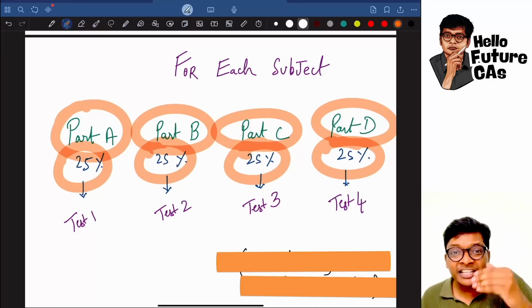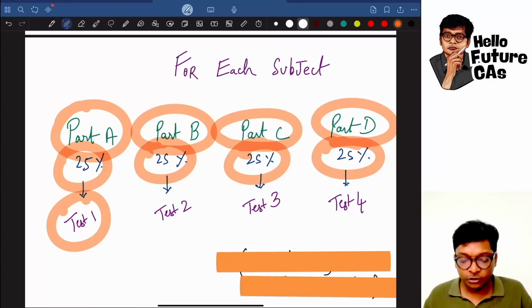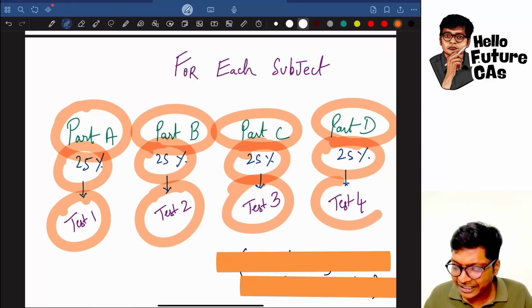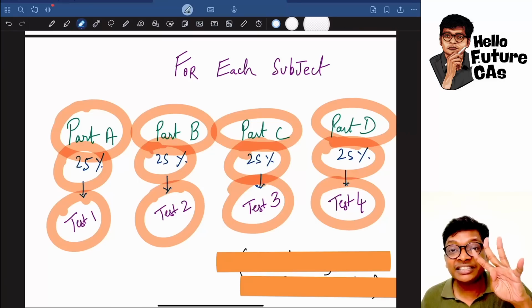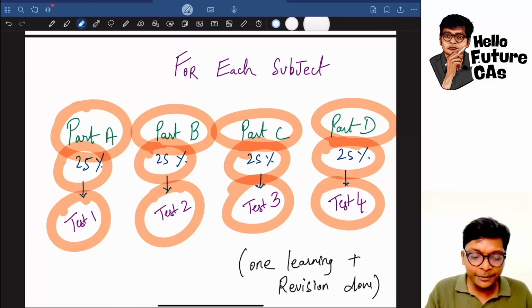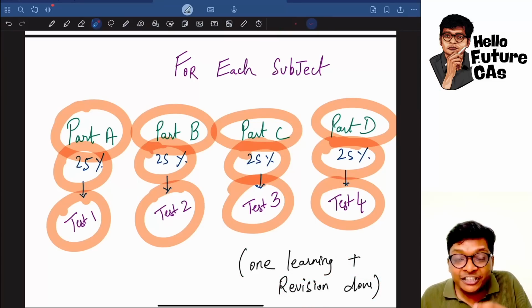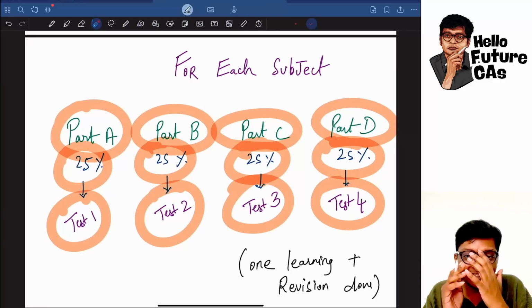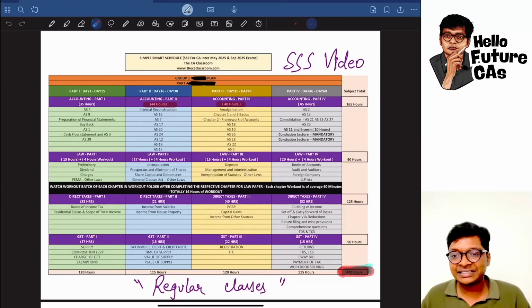The minute you finish Part 1, you will write Test 1, like a unit test 1 in school. The minute you finish Part B, you will write Test 2, then Test 3 and Test 4. So what happens? By the time you finish these 4 parts, look at this, guys. 1 learning is completed and 1 revision also is done for you. What am I saying, guys? 1 learning and 1 revision is done. This is the first time learning for you. Let me show you this in the schedule.